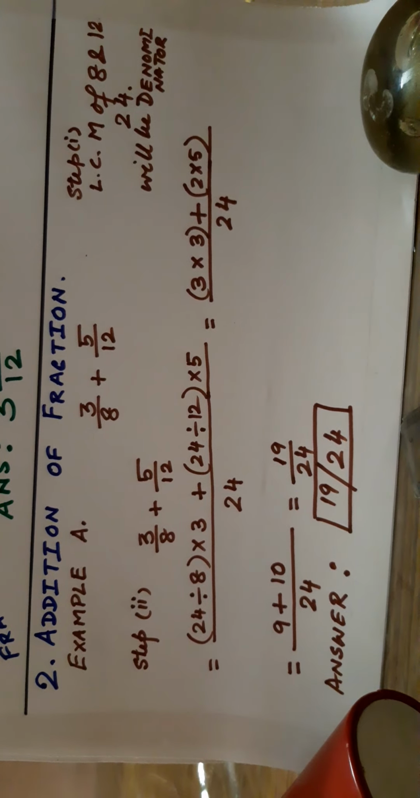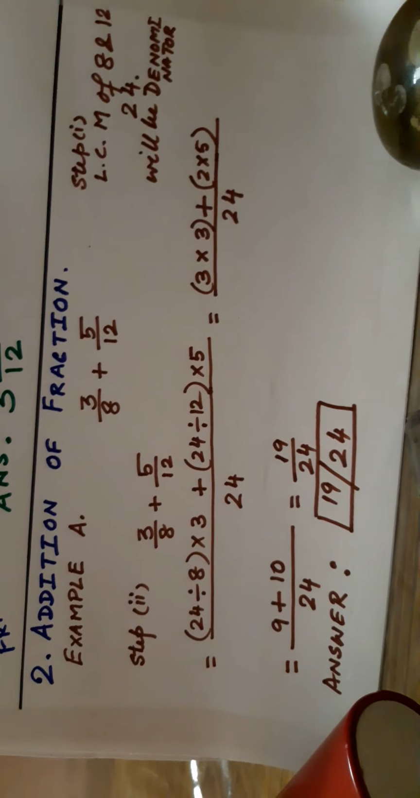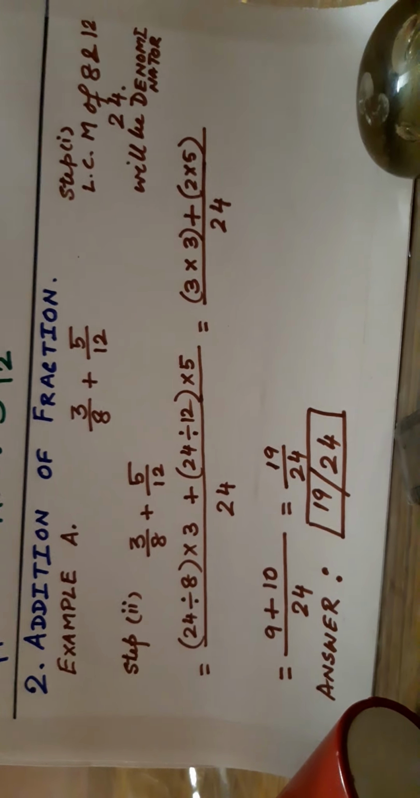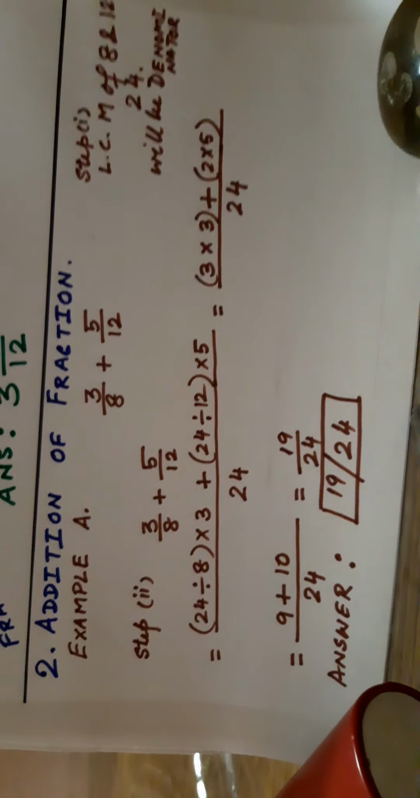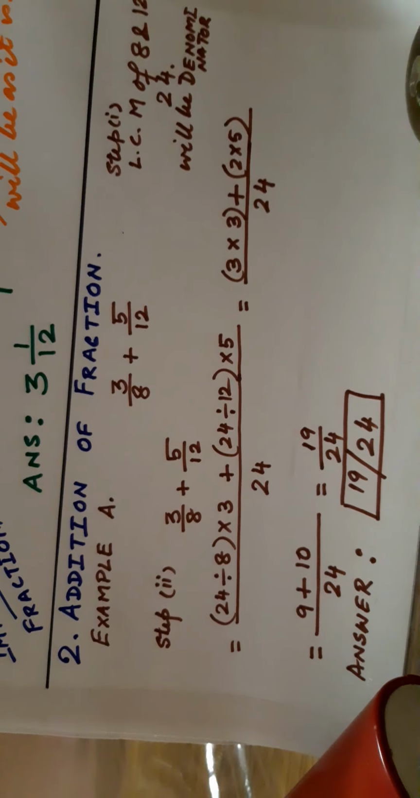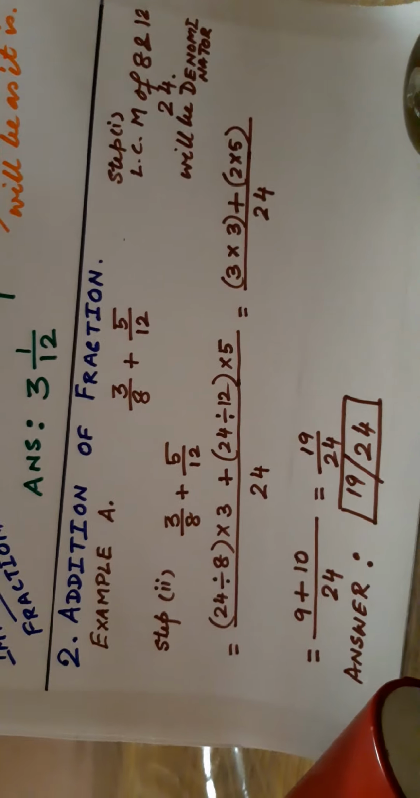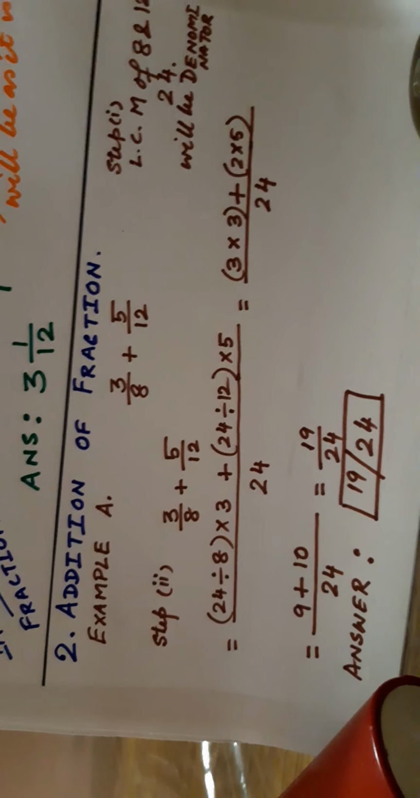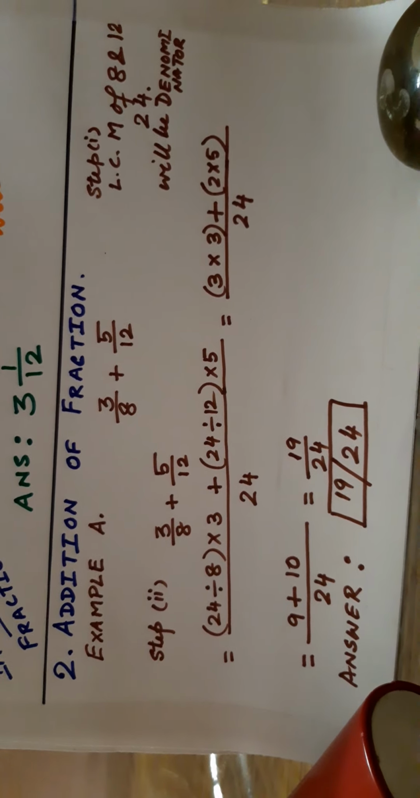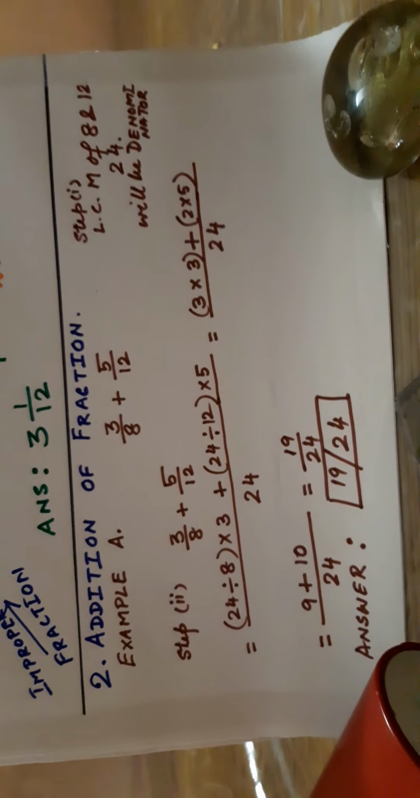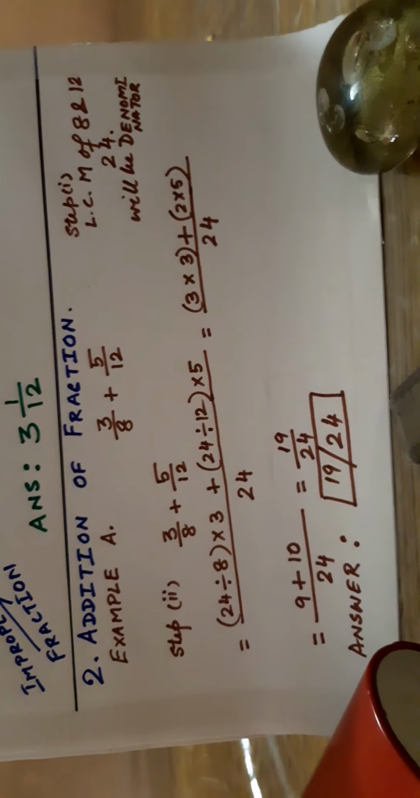What are we getting? 3 into 3 plus 2 into 5. Please children, use brackets. The sum will be easy for you. Then after doing everything, you will remove the brackets. 9 plus 10 by 24, we are getting 19 by 24. Our answer is 19 by 24.